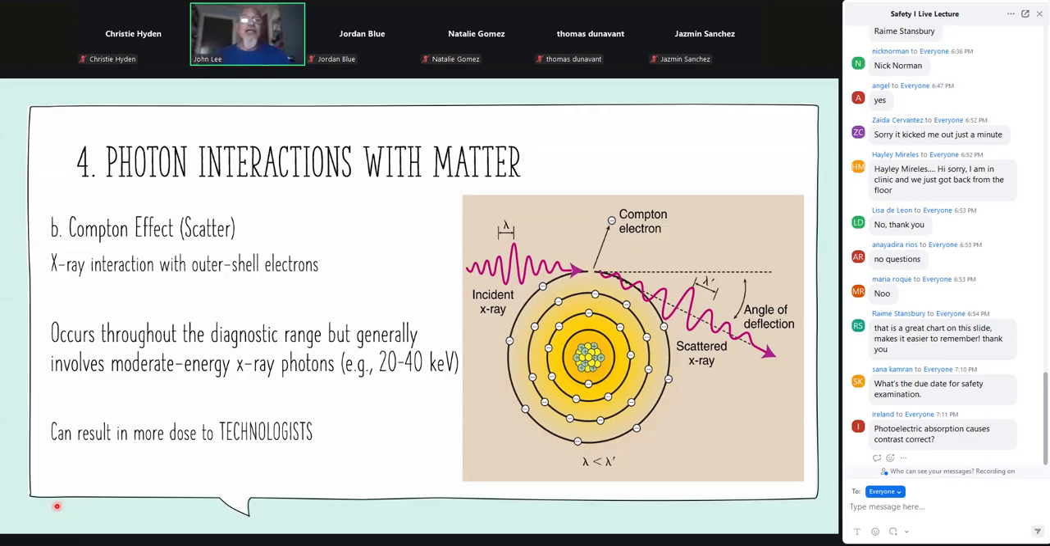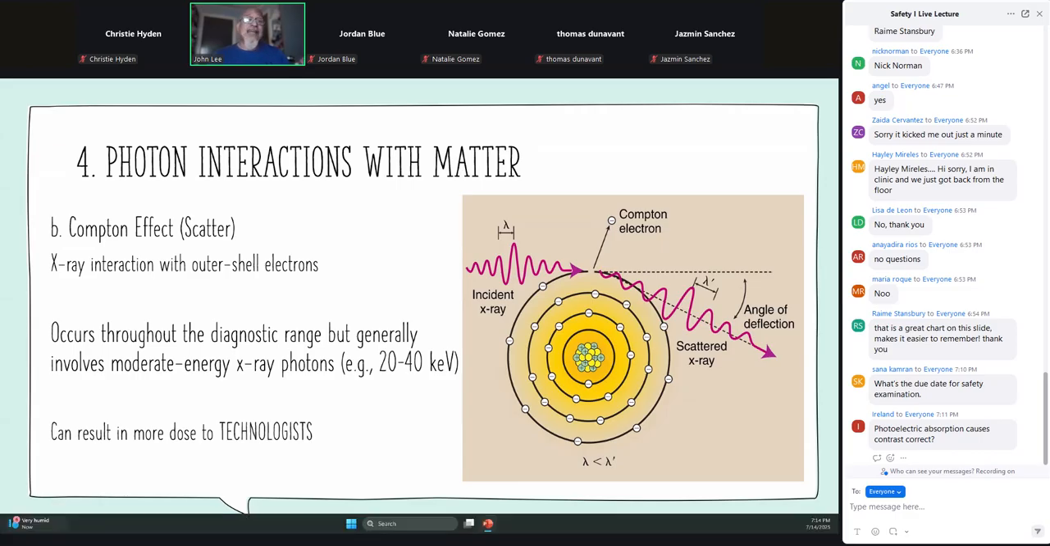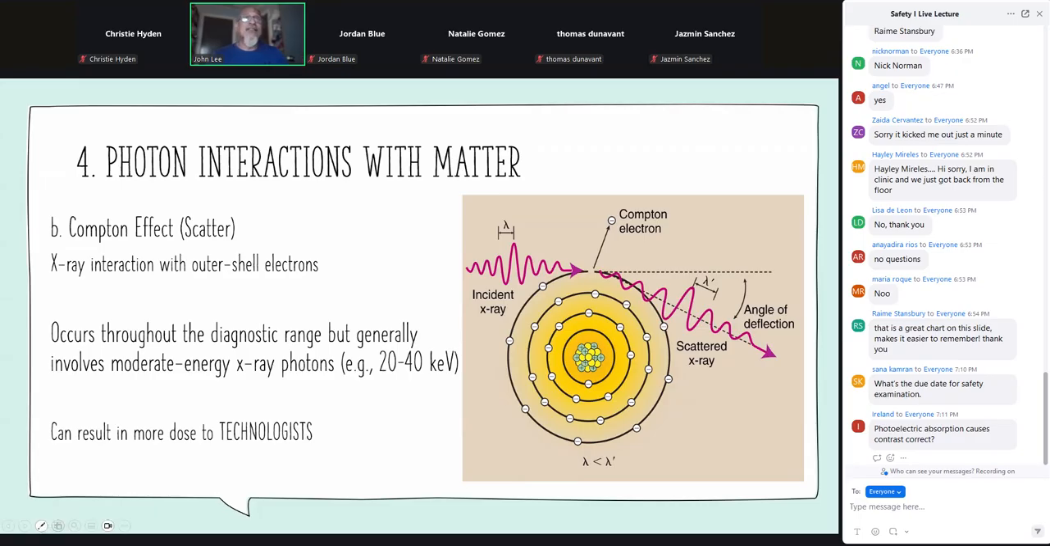Photoelectric absorption causes contrast. It definitely influences contrast in that the absorption of the material is going to determine how many x-rays will be transmitted. So I mean that's kind of a backwards way to look at it. Ultimately, we think of the x-rays that are transmitted as what cause the contrast.